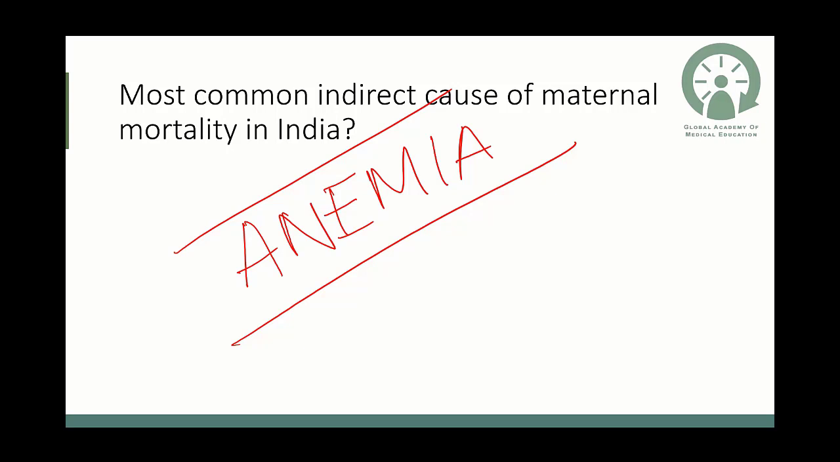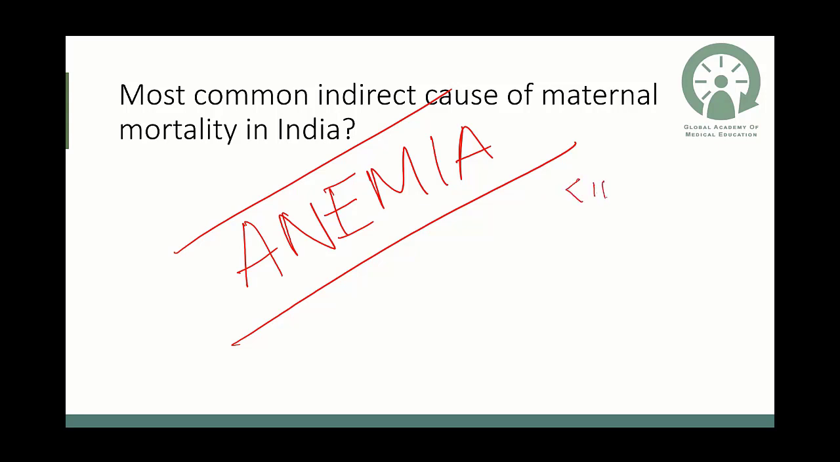And then during delivery, it can cause all sorts of problems that are possible. And after delivery, these ladies are more prone to develop PPH and subinvolution and delayed repair of the sutures, whether it's a cesarean or a vaginal delivery with episiotomy. So anemia is a factor that can cause problems at every bit of pregnancy, right? So anemia is the most common indirect cause of maternal mortality in India.